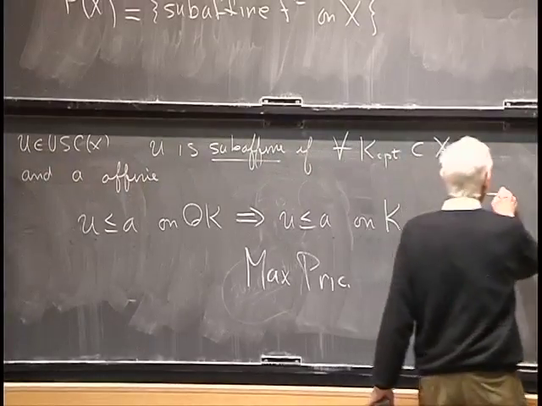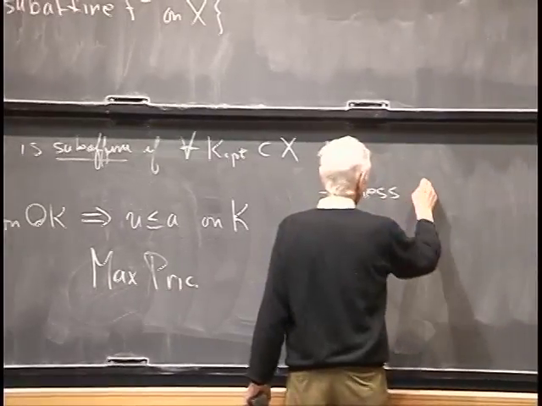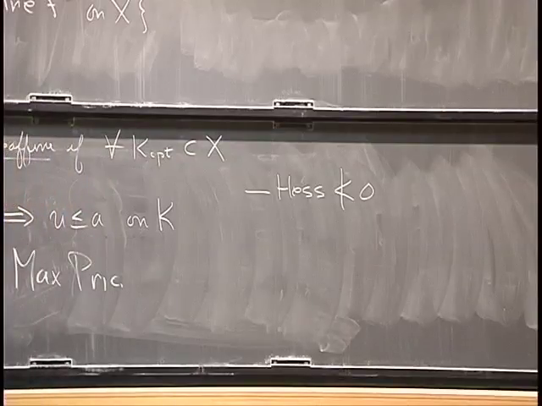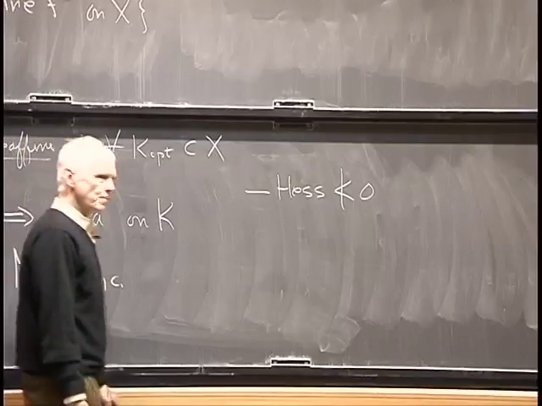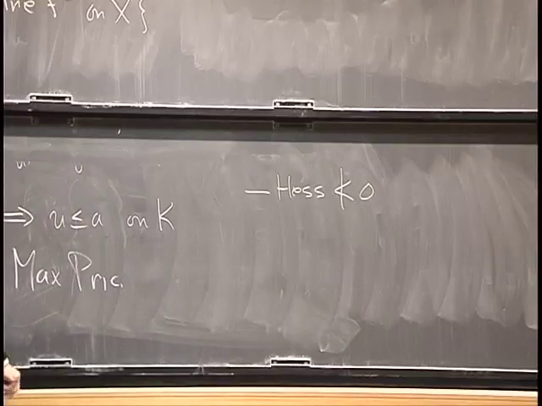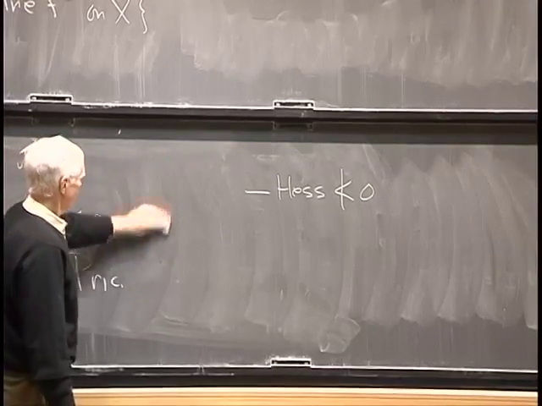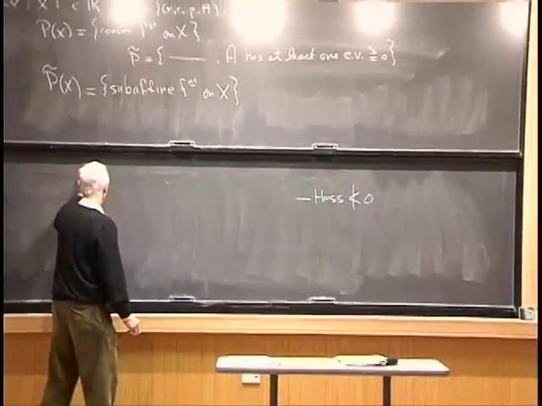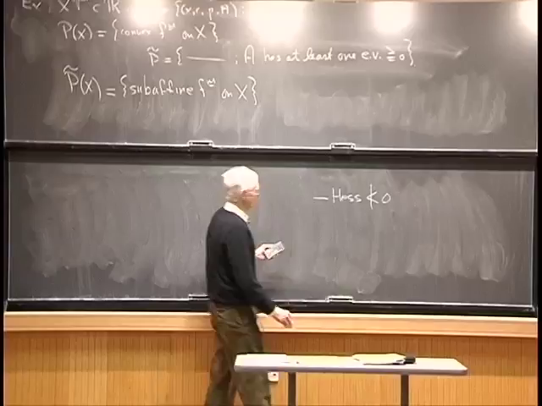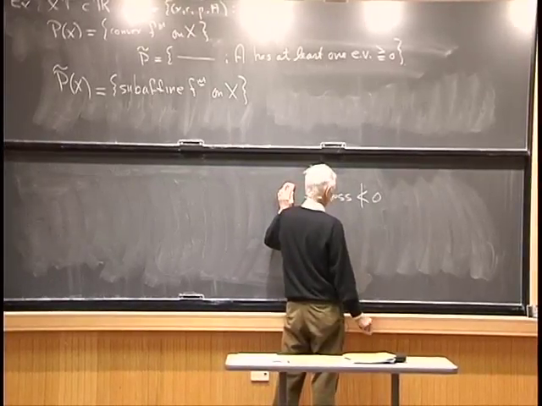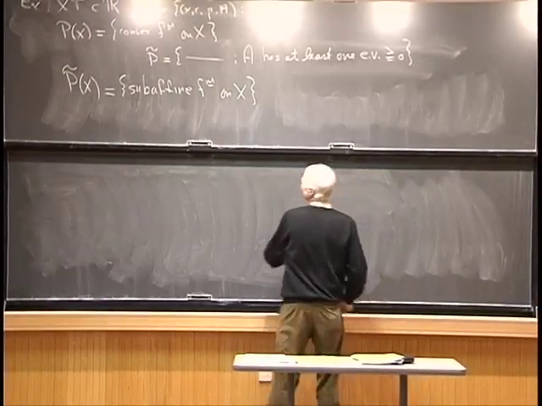It's the statement that minus the Hessian of U is not strictly negative. That's what it means. Minus the Hessian of U is not strictly negative. It's got to have at least one eigenvalue. Yeah. But harmonicity would require that there is exactly one. That's right. In this case, the biggest eigenvalue is zero.